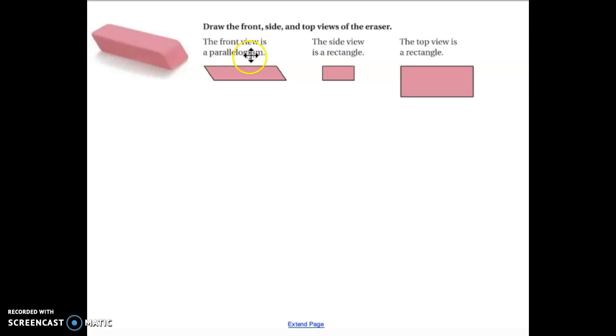All right, so the front view is just that parallelogram. The side view is going to look like a square because we'll lose all that dimension. We'll lose that sloping look. And then the top view is going to be more rectangular. You'll be doing a lot of this work today in Big Ideas.